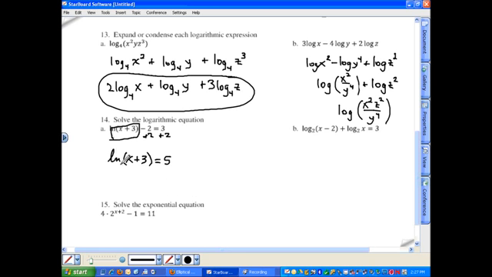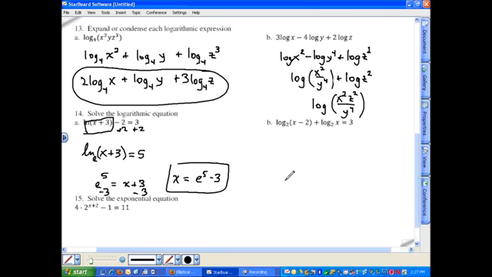Now the natural log, again, has a base of e. If we rewrite this in exponential form, this is our base e. The 5 acts as the exponent, and the x plus 3 is no longer inside of a logarithmic function because we've rewritten this in exponential form. Now, last step to isolate x is to subtract 3 on both sides, so x is equal to e to the fifth minus 3.